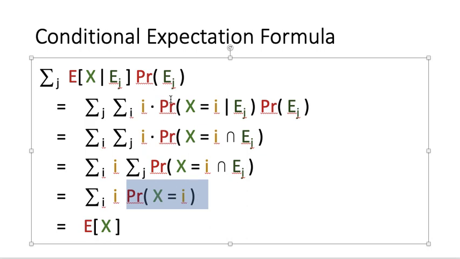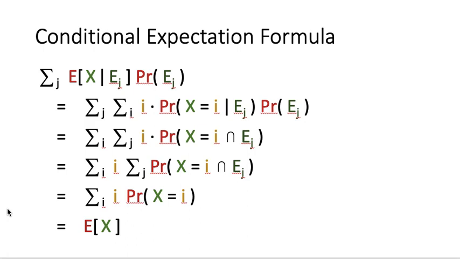So now, after a few simplifications, this summation formula on the right-hand side is the same as the summation of i times the probability of x equal to i, and this is exactly expected of x. So we get the conditional expectation formula proven.